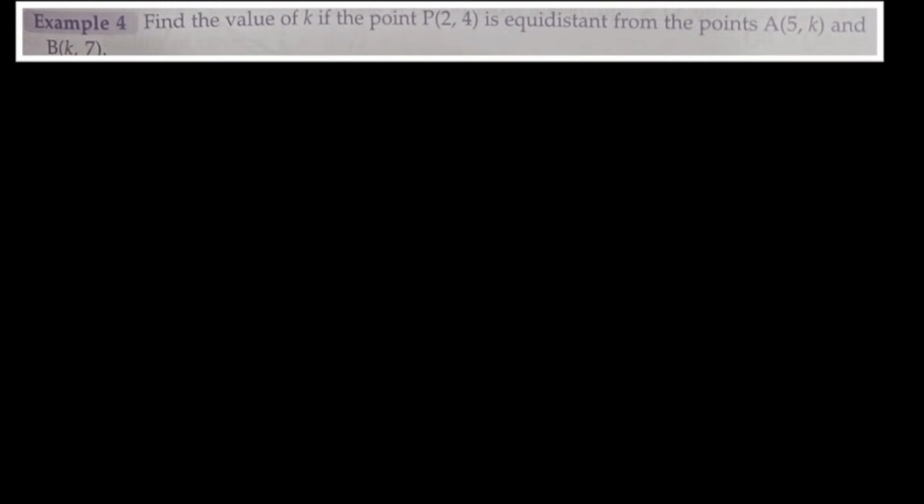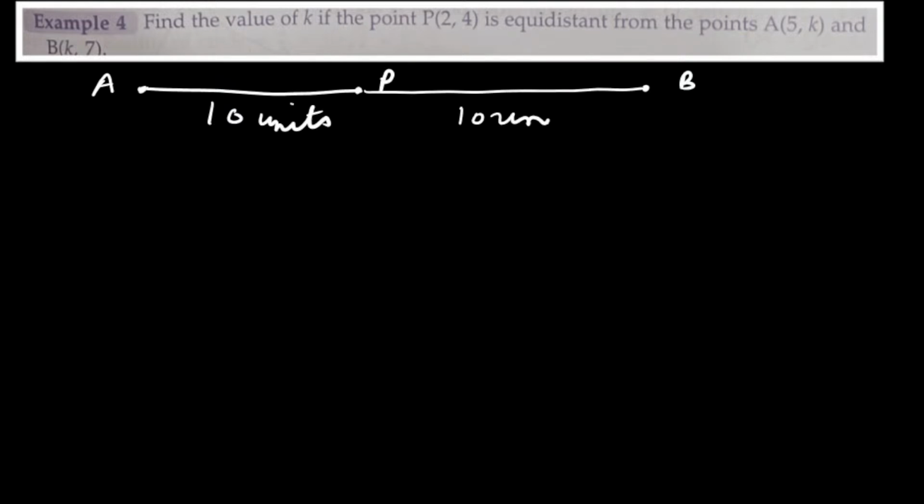Whenever a point is equidistant, again you have to just draw a line. You can see in each and every question I am just drawing one line segment. Here one point P is equidistant from point A and the other point B. So 2 points are there. Point P is equidistant. That means if the distance from A to P is 10 units, from P to B the distance is also 10 units. If you are getting confused, just remember that the equidistant point P goes in the middle, in the center.